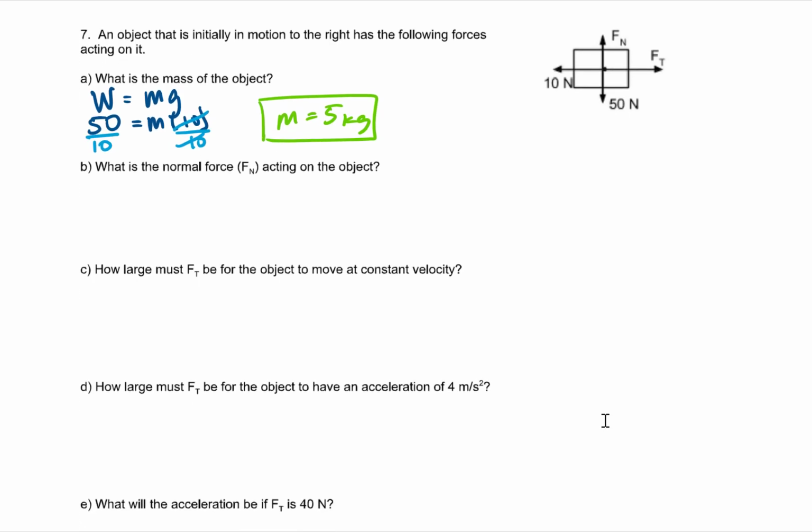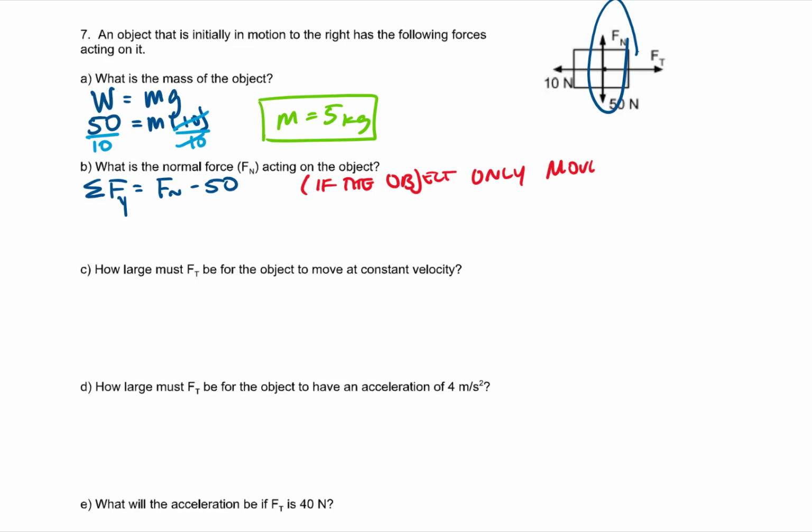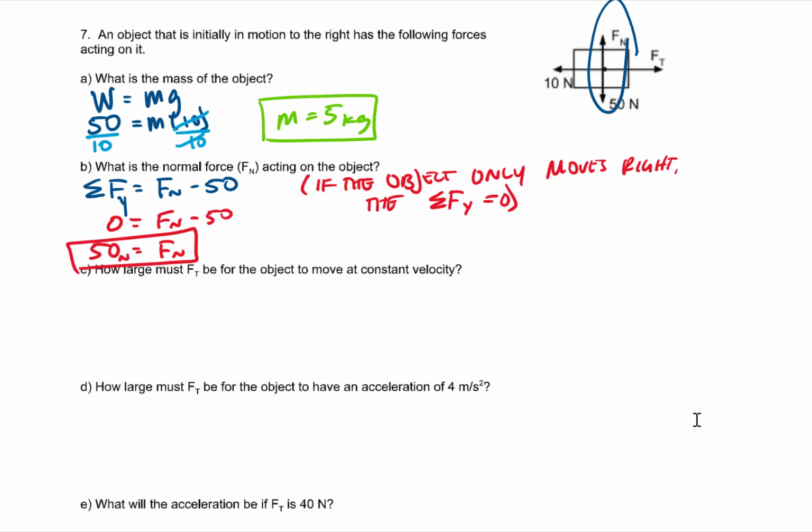What's the normal force acting on the object? Well, I know in the y direction, that's where the normal force is. I've got the normal force minus the weight of 50. And if this object moves to the right, it only moves to the right. The net force in the y direction is 0 because it's not accelerating up and down. It's just going to move to the right. It's not going to move up or down. So the net force in the y direction has to be 0. So 0 is the normal force minus 50, and normal force comes out to be 50 newtons.